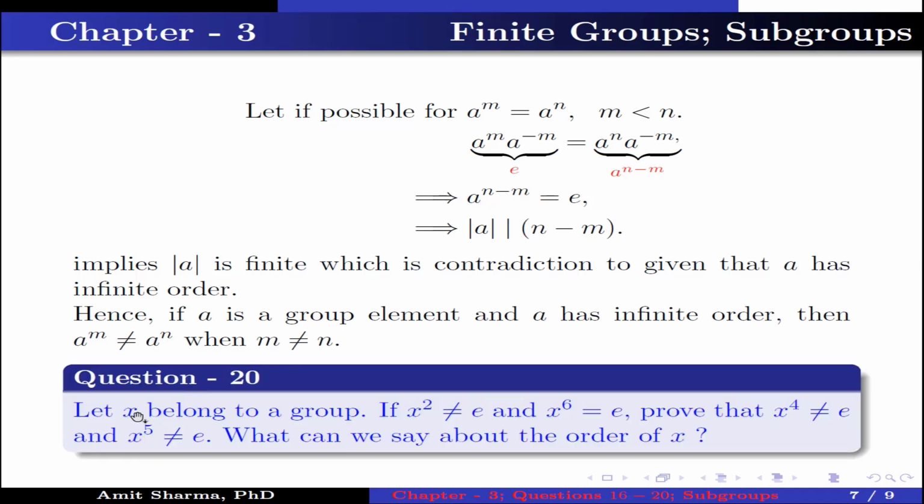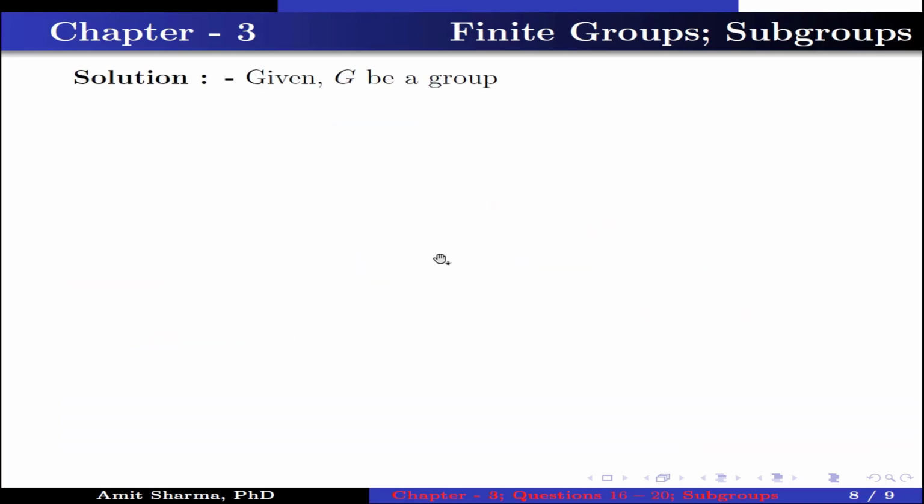Question number 20. Let x belong to a group. If x square is not equal to identity and x to the power 6 is equal to identity, prove that x to the power 4 is not equal to identity and x to the power 5 is not equal to identity. What can we say about the order of x? Now, given G is a group and x belongs to G such that x to the power 6 is equal to identity and x square is not equal to identity.